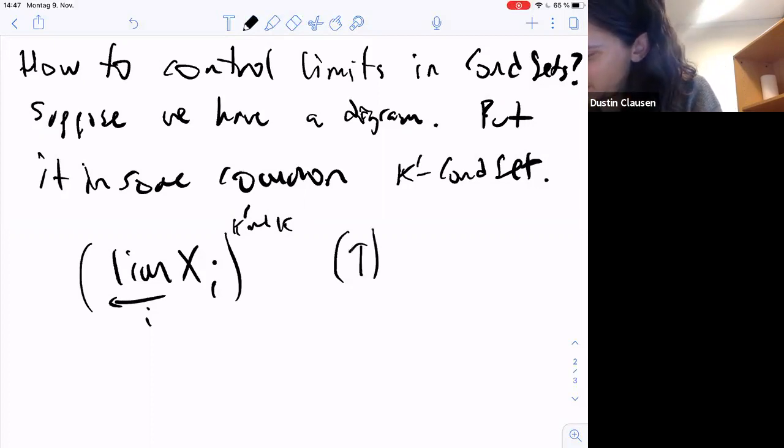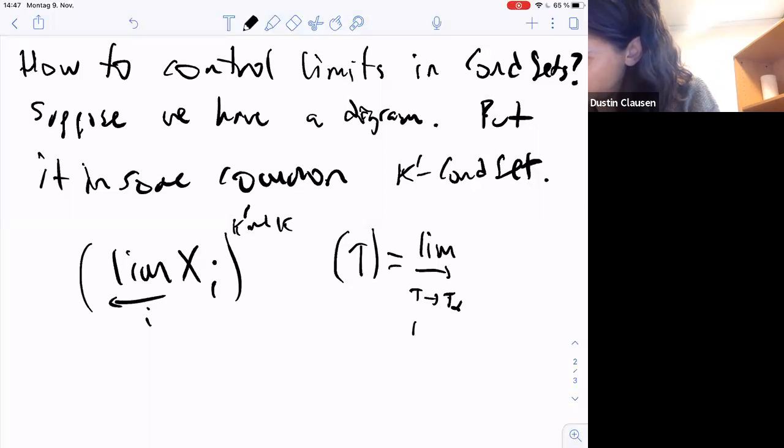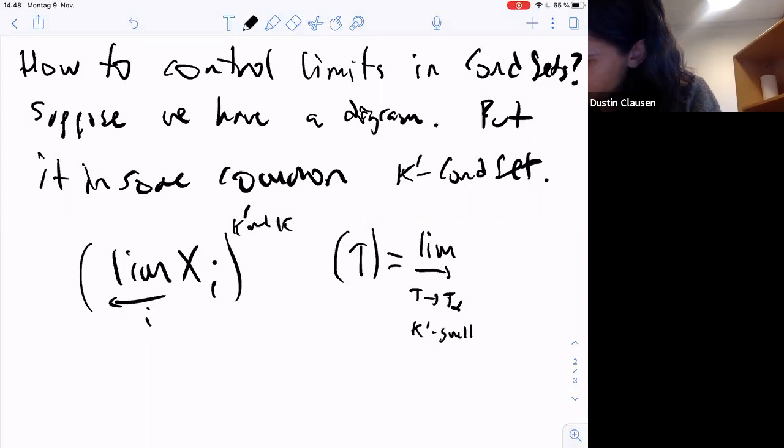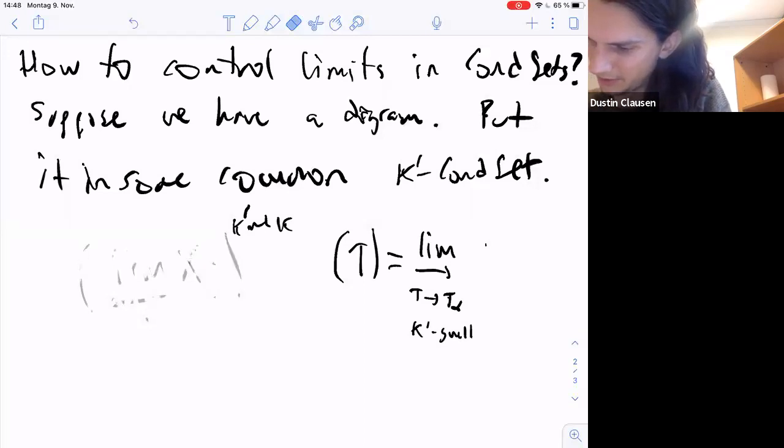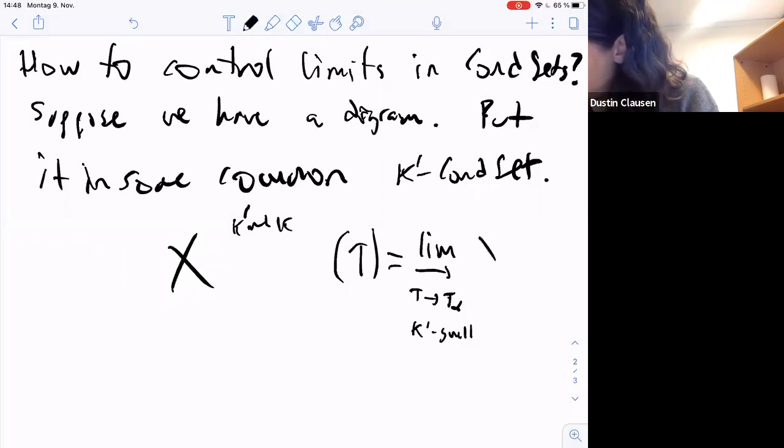Then the value of this on a t is going to be the colimit of t mapping to t alpha, t alpha being kappa prime small of, yeah. Or maybe I should actually just, I'm sorry guys, let me just write the x thing here. I'll write x here and then we'll think about what happens when we take a limit of x's. So x of t alpha.